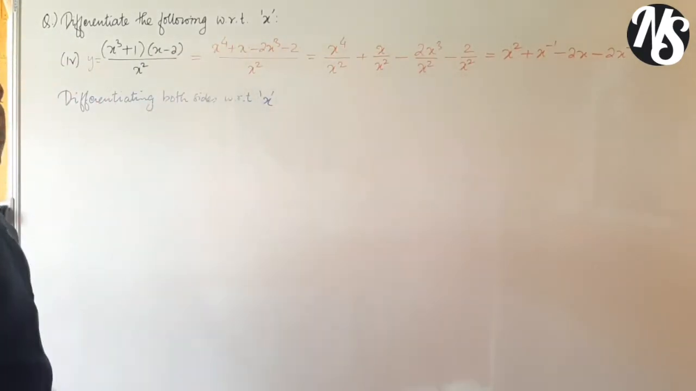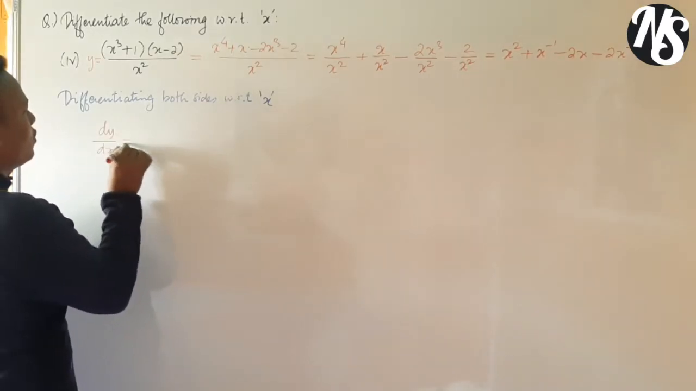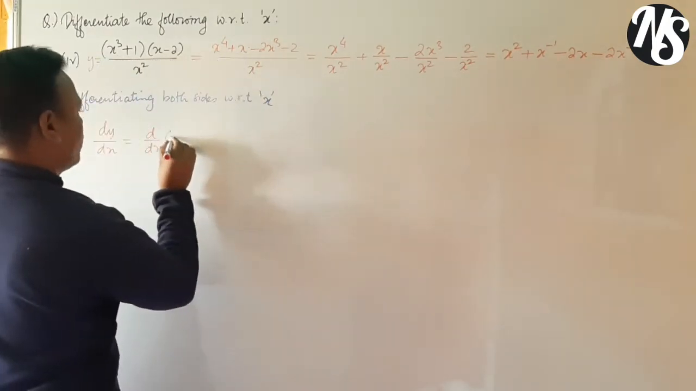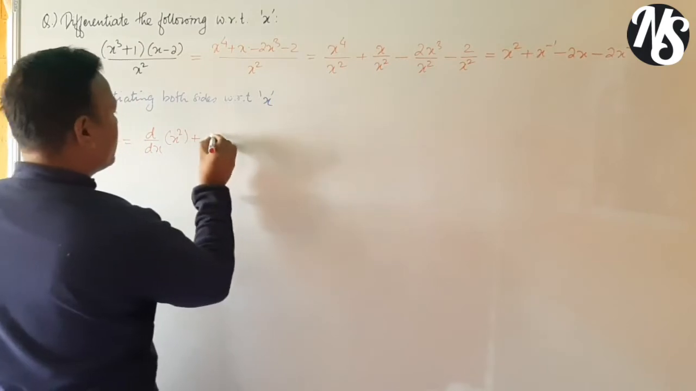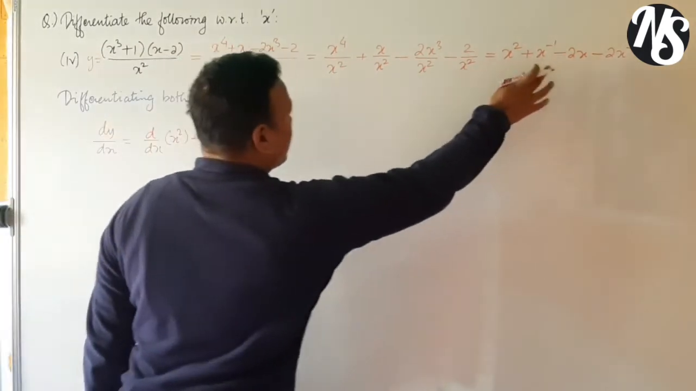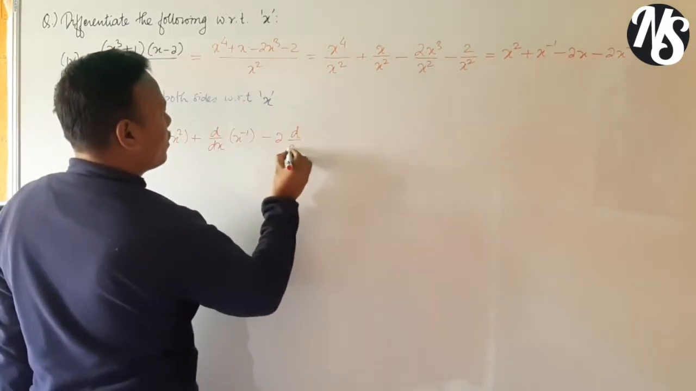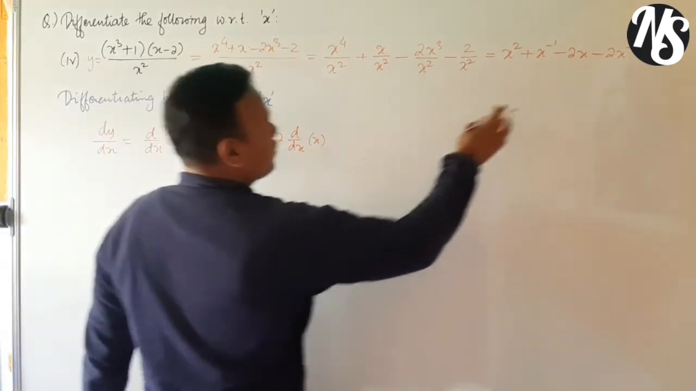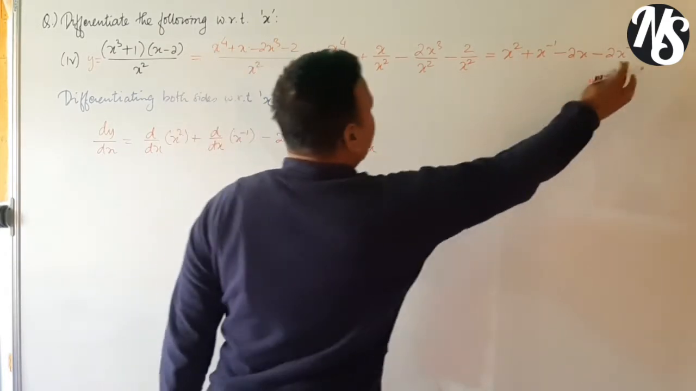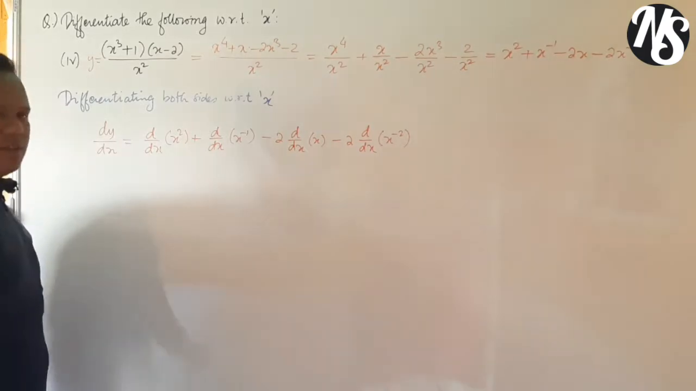Now differentiating both sides with respect to x, you will get dy by dx is equal to the derivative of the first one, that is x square, plus the derivative of the second one, that is x to the power minus 1. Next we have minus 2 kept outside, so the derivative of x, and we have minus 2 outside, that is the derivative of only x to the power minus 2. Now you can simplify, isn't it?